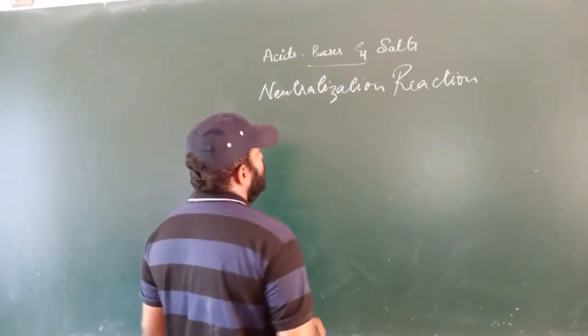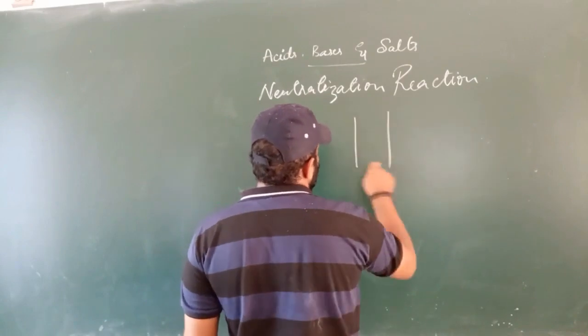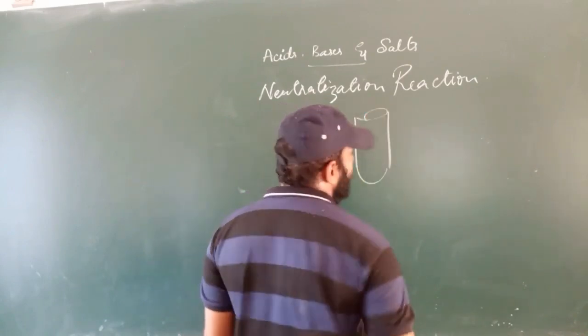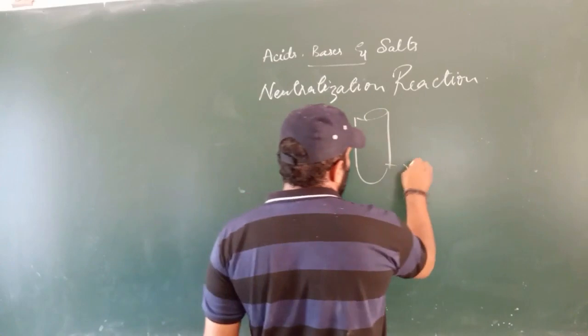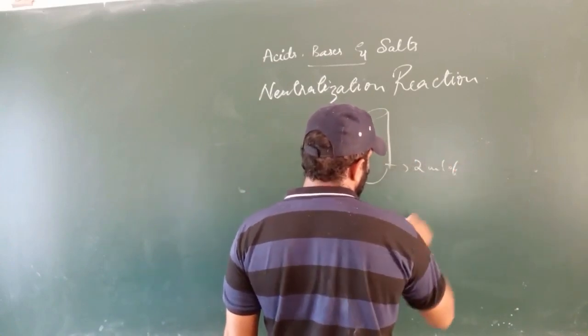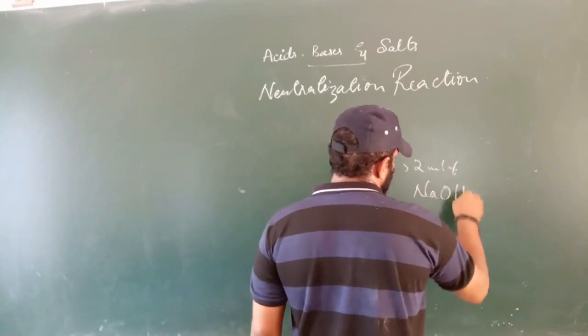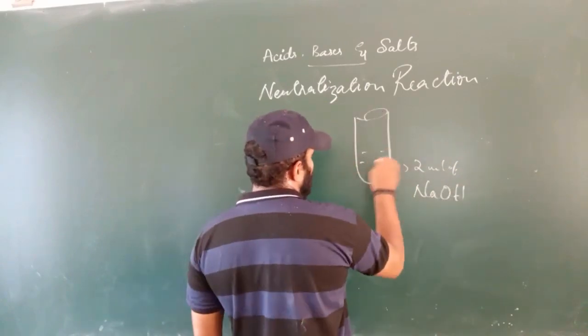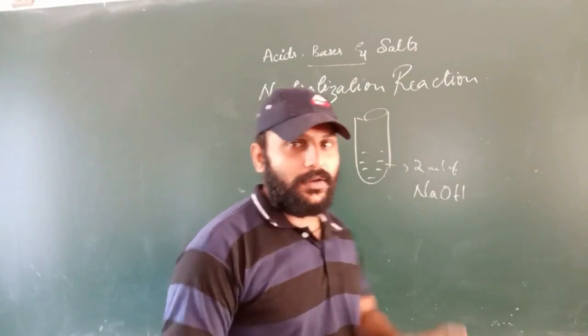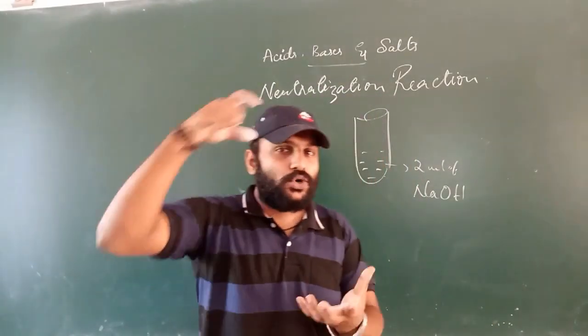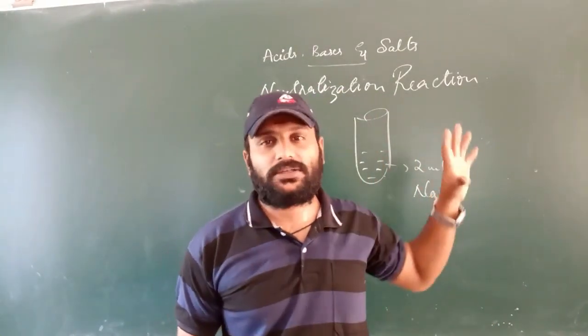Now what will we do? We will take one test tube. We will add 2 ml of dilute NaOH, sodium hydroxide, into that test tube.